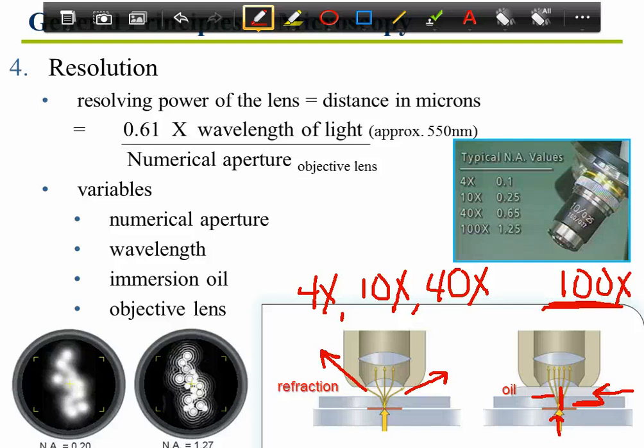So the light rays are going air, through glass, through oil, and into the glass of the lens. So in other words, you capture way more light rays here. And you need that on 100x.